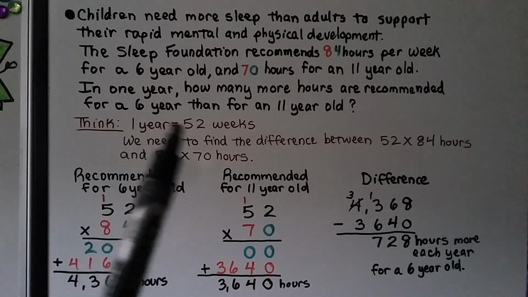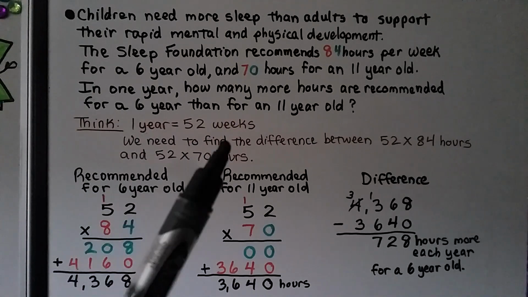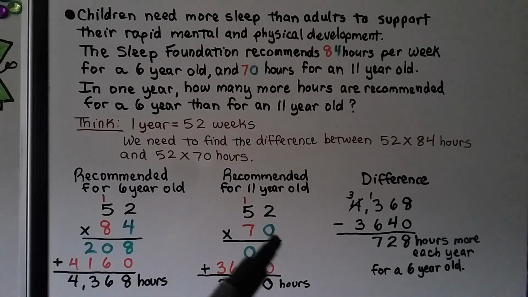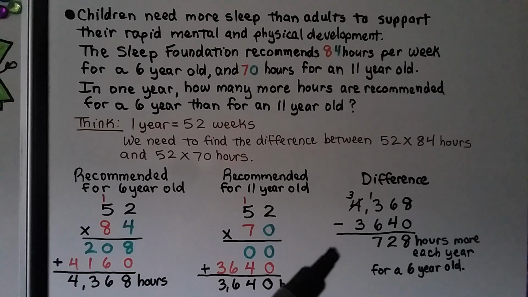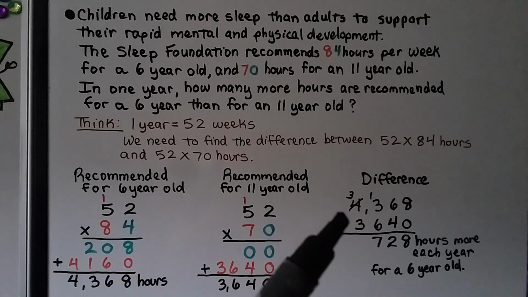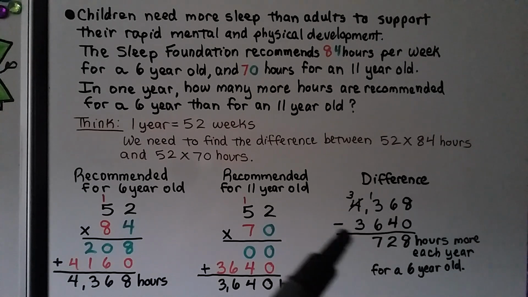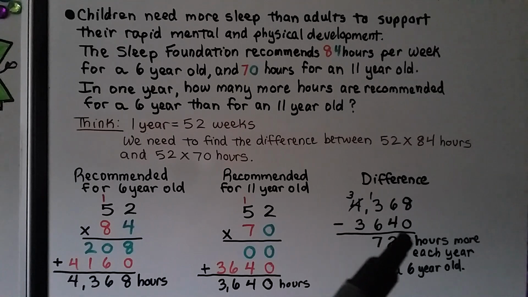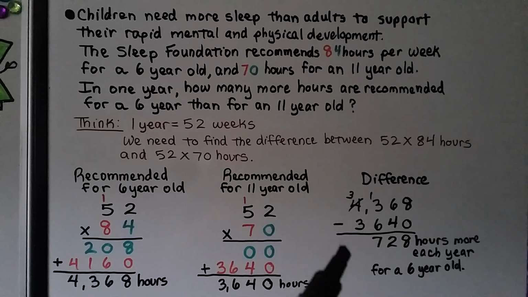The problem wants to know how many more hours are recommended for a 6-year-old than an 11-year-old. So we need to find the difference. We need to subtract. We have 4,368 minus 3,640, and we see that there's 728 hours more each year for a 6-year-old. So they may not have to sleep all those hours in one evening or one night. They might take a nap for an hour or two during the daytime, maybe.